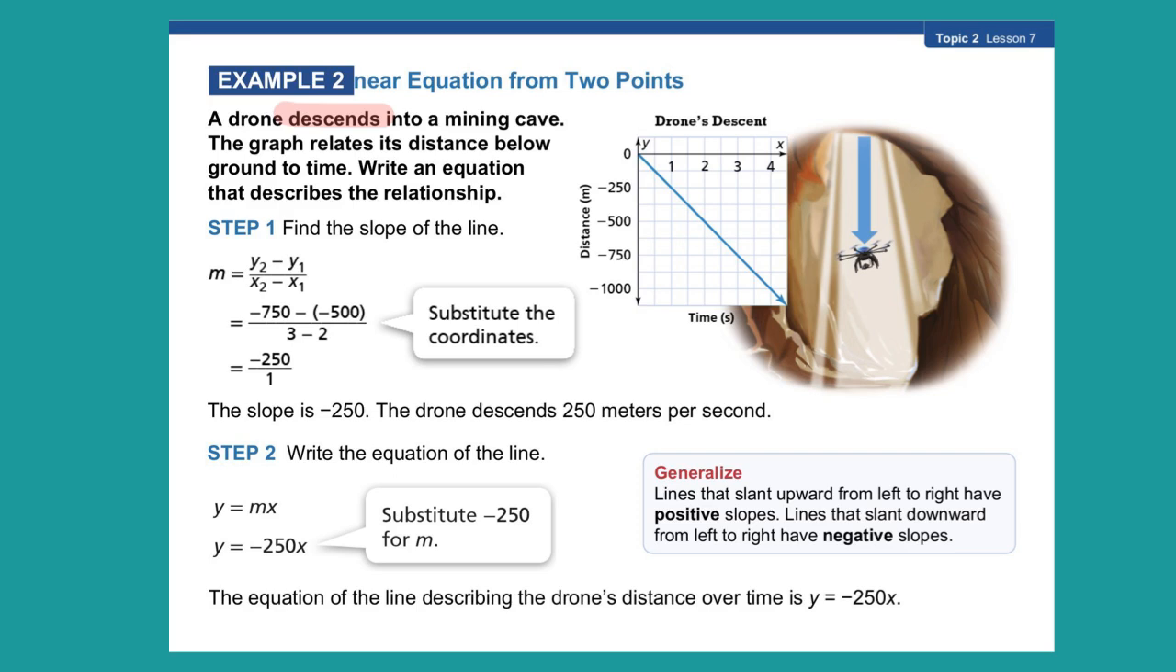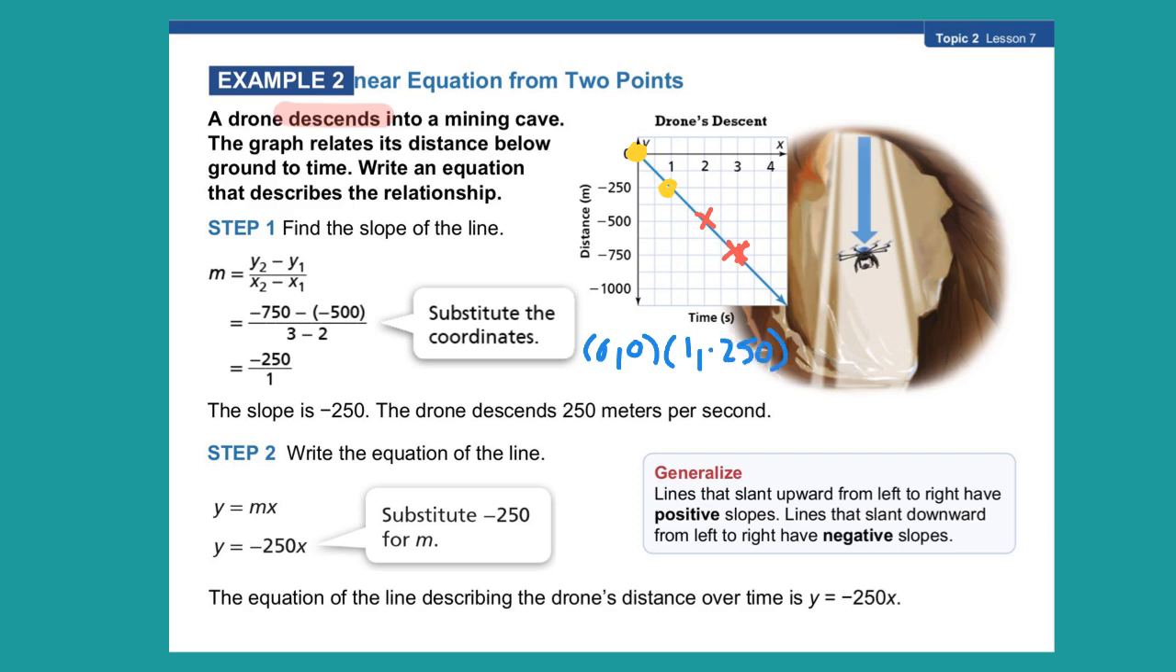They are going to use this ordered pair, and they're going to use this ordered pair. And there's absolutely nothing wrong with that. I am going to choose to use this ordered pair and this ordered pair because I love the origin. So I'm going to use (0, 0) and (1, -250).